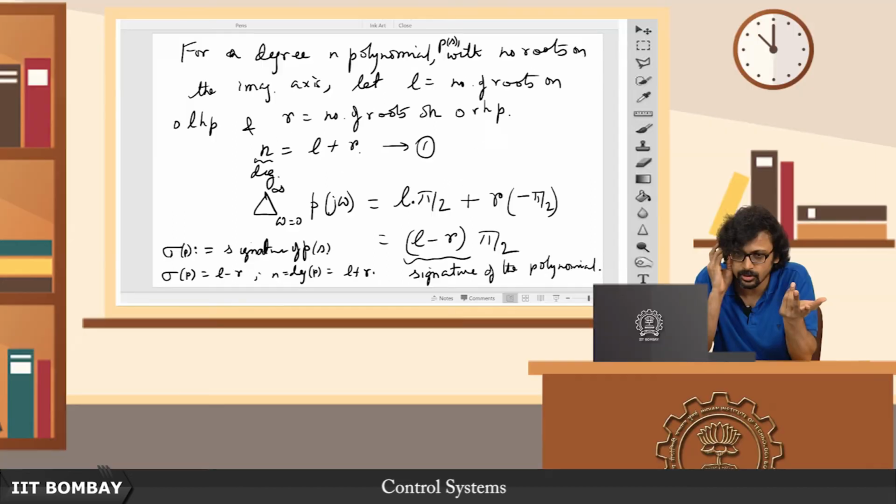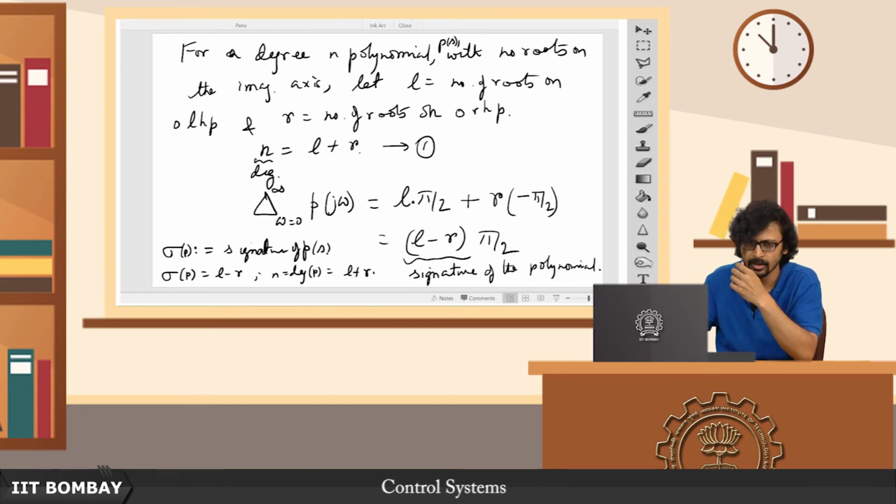For example, if I tell you that the degree of a polynomial is 10 and the signature is 4, you can add those two numbers together, and that is twice L. So L is equal to 7 and R is equal to 3. There are 7 roots on the left half plane and 3 roots on the right half plane. It is uniquely determined. So this is one observation.